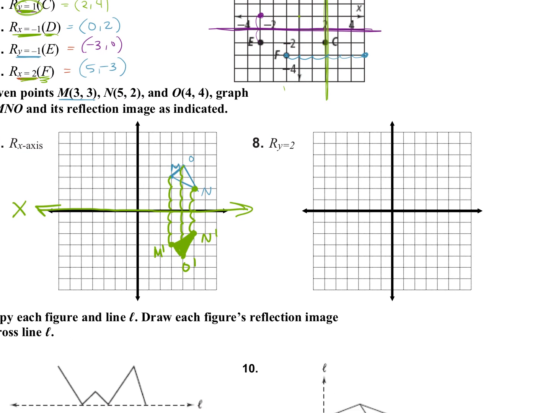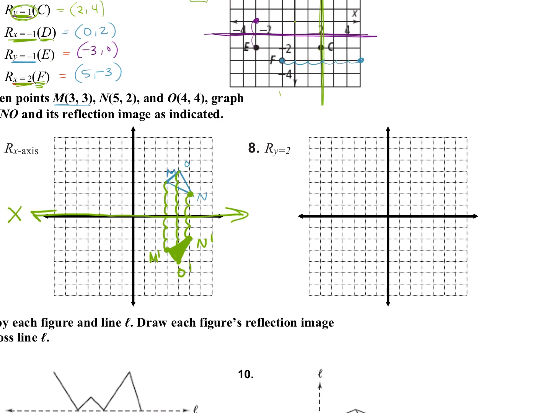Okay, so look at number 8. It's the exact same starting triangle, so you're gonna graph that triangle again. 3, 3, so that's M. 5, 2 is here, 4, 4.